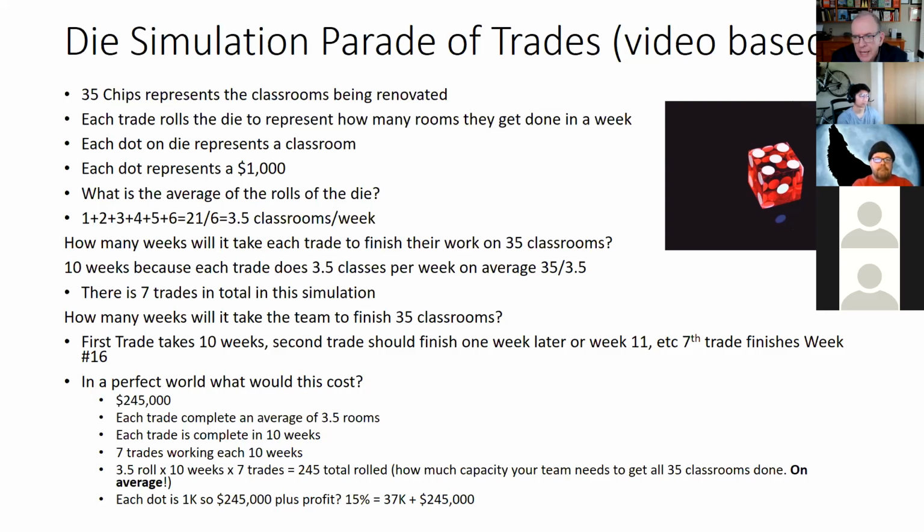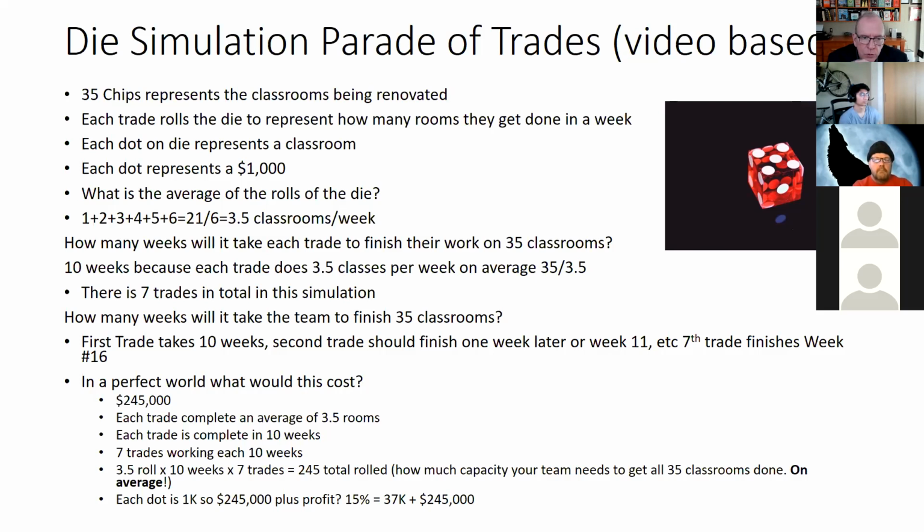And they give one dice, which has 6 sides, right? So when you roll a dice, you're going to get anywhere from 1 to 6. So they have people figure out, well, what would be the average roll of the dice? Every dot on the dice represents one classroom being renovated. If you add up the sides of a dice, 1, 2, 3, 4, 5, 6, it adds up to 21. Divided by 6, that gives you 3.5 classrooms average a week.